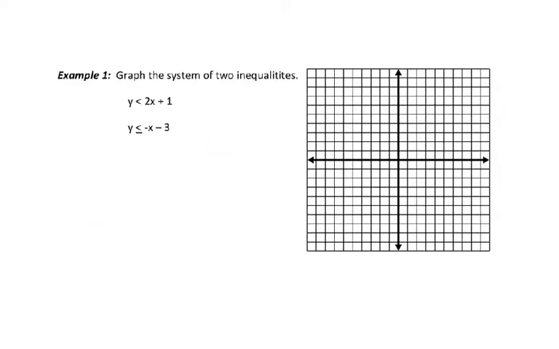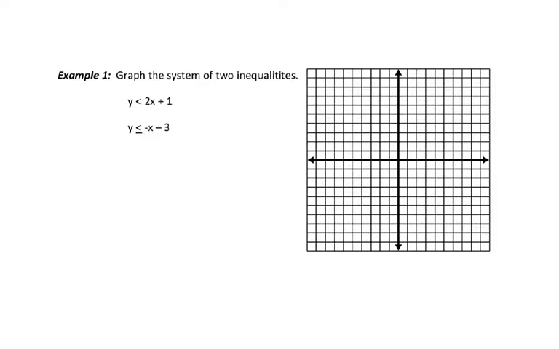Our first example today deals with two separate inequalities. The first one being y less than 2x plus 1. The second one, y less than or equal to negative x minus 3. First couple things I want you to realize is, one, these two are both in y form already, which makes it nice. So we're going to use our y-intercept and our slope to graph both of these.